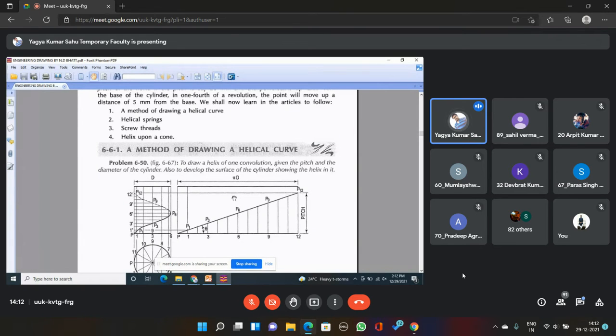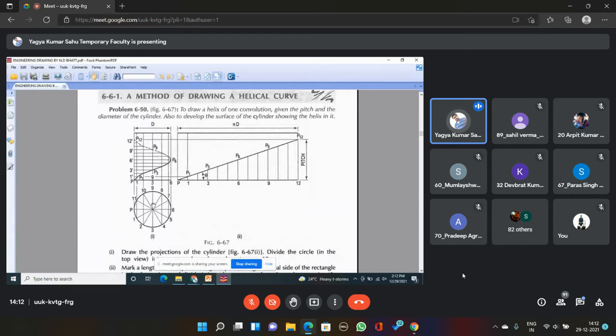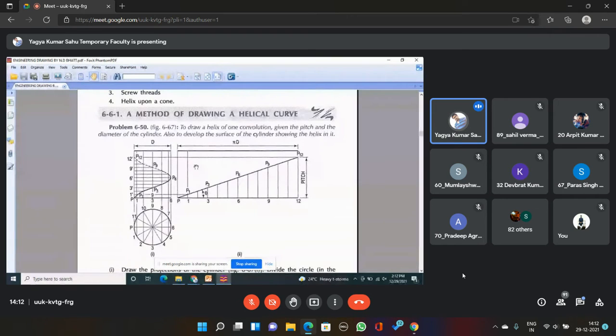Now see in this figure number 6.67 first. The pitch is given, and the pitch is divided into 12 equal parts. Can you see? The notations are 1 dash, 3 dash, 6 dash, 9 dash, 12 dash. It is given. So suppose the pitch is 12 centimeter.